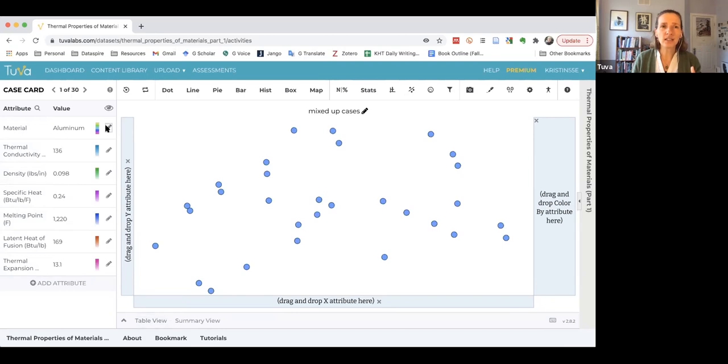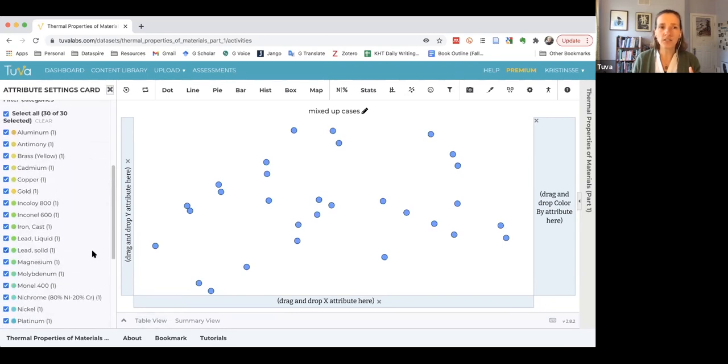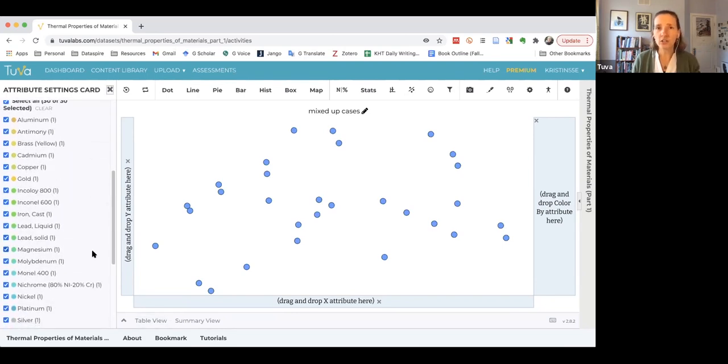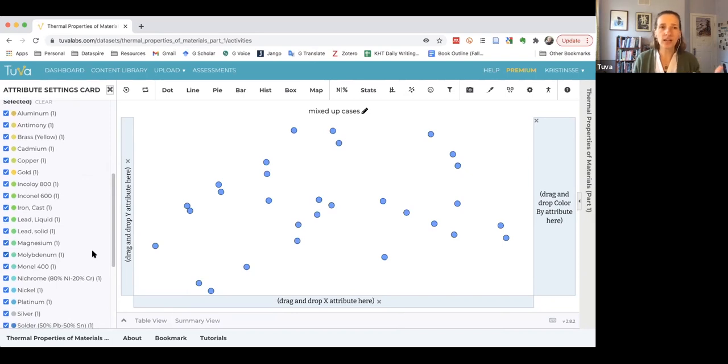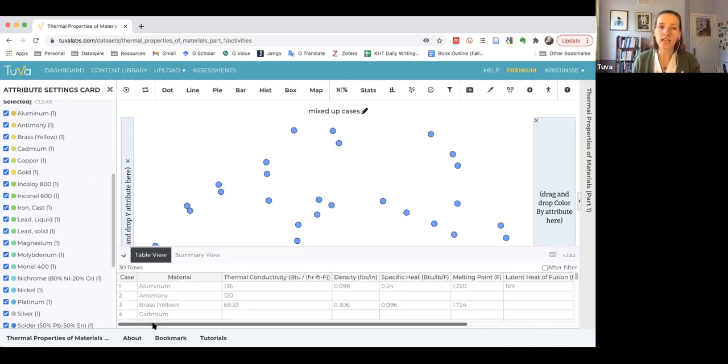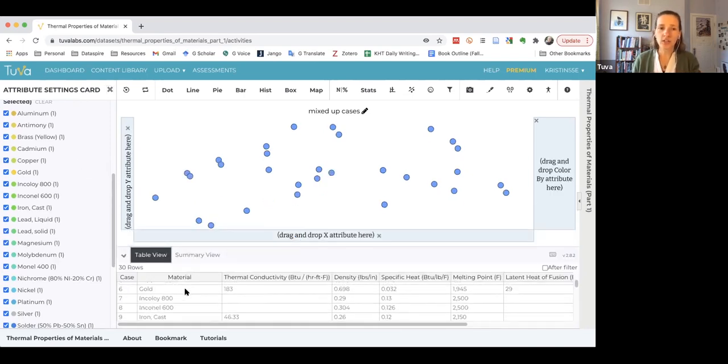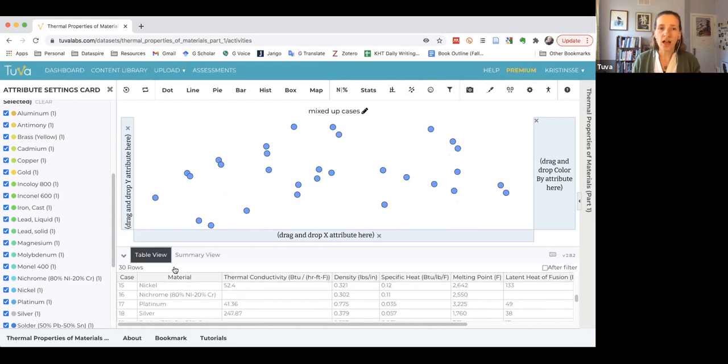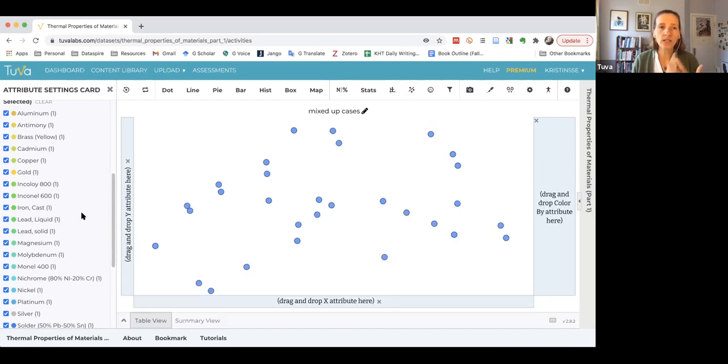Before we get there, let's take a look at what these different kinds of materials are that are included within this data set. We can look at it here from the case card, diving into this attribute of metal type. Or we could look at it here from the table view and look down the column of material. Either way, this gives us a quick sense of, okay, there's 30 metals, but what are these metals? What are we actually looking at?